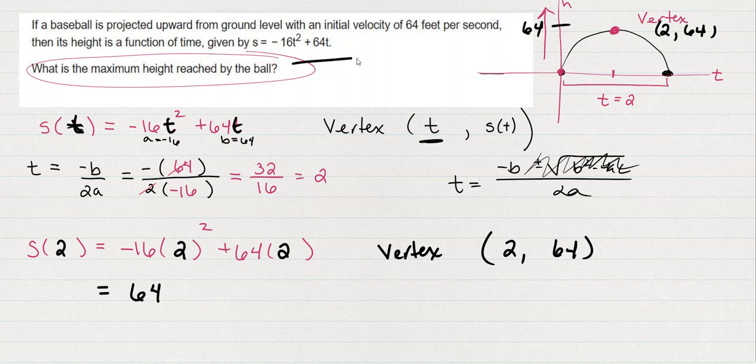And to answer our question, what's the maximum height? Max height is 64. 64 what? Looks like this was measured in feet. The highest that the ball gets is 64 feet.